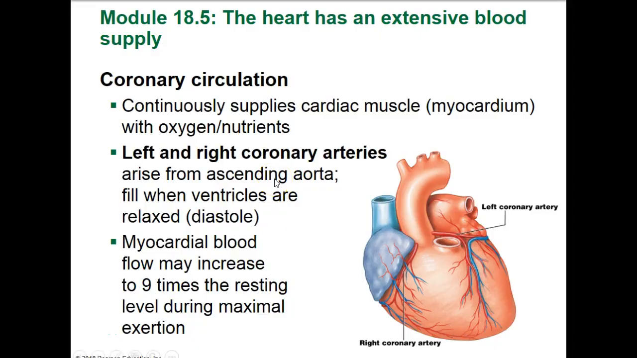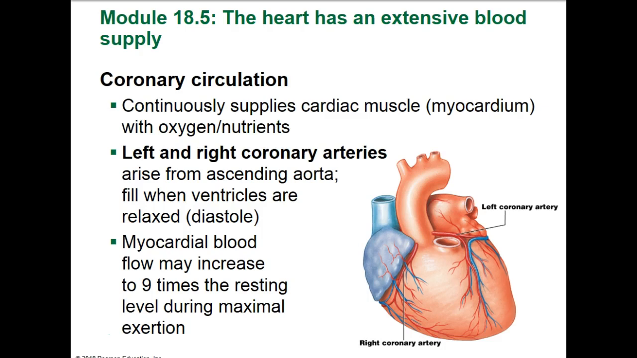Okay, we're going to continue where we left off last time, 18.5. You remember I told you there's a few different circulation patterns, really. We have systemic circulation, where we talked about movement of blood through the heart and through the rest of the body, and pulmonary circulation, where we have movement of blood through the lungs to oxygenate it. But now we're going to talk about coronary circulation.